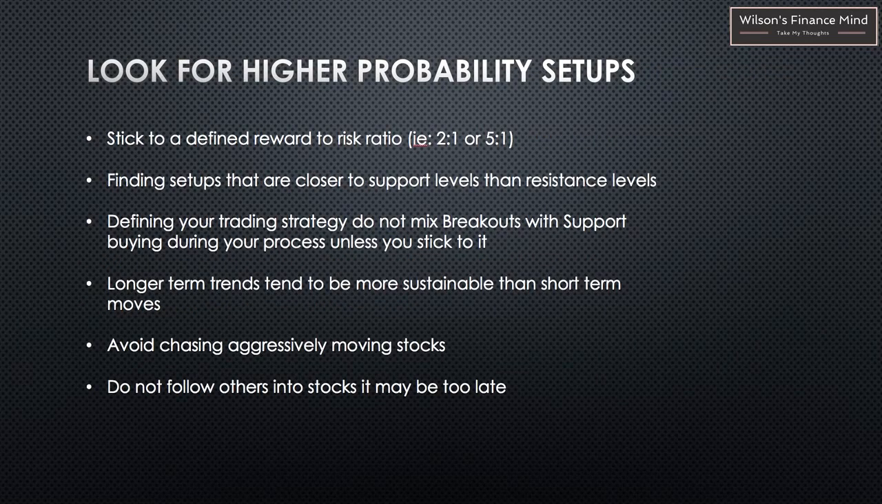As far as setups, your higher probability setups should probably stick to certain criteria. So you shouldn't enter a trade unless you're going to at least get a 2-for-1 return. I know Paul Tudor Jones says he sticks to 5-to-1. I found that I had a hard time finding 5-to-1, 4-to-1, so I started with 2-to-1. I've worked my way up to finding better setups that give me about a 3-to-1 return to risk ratio.